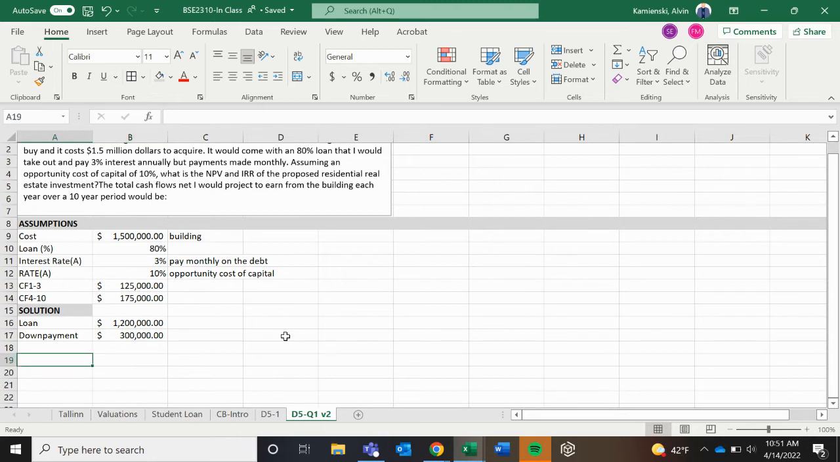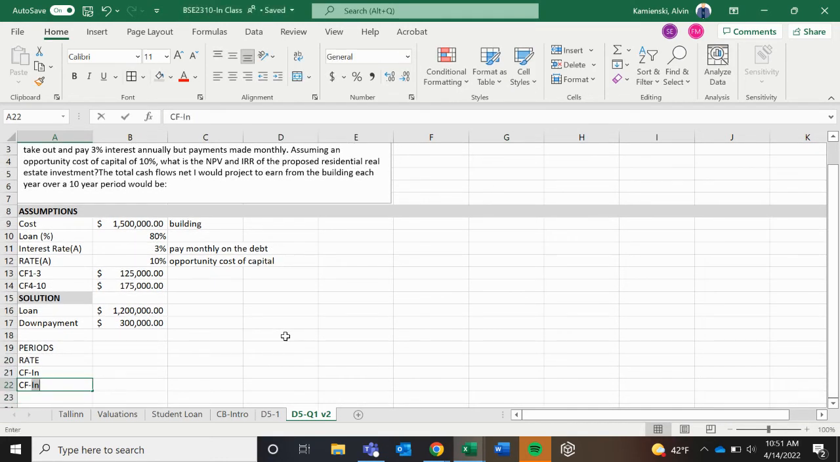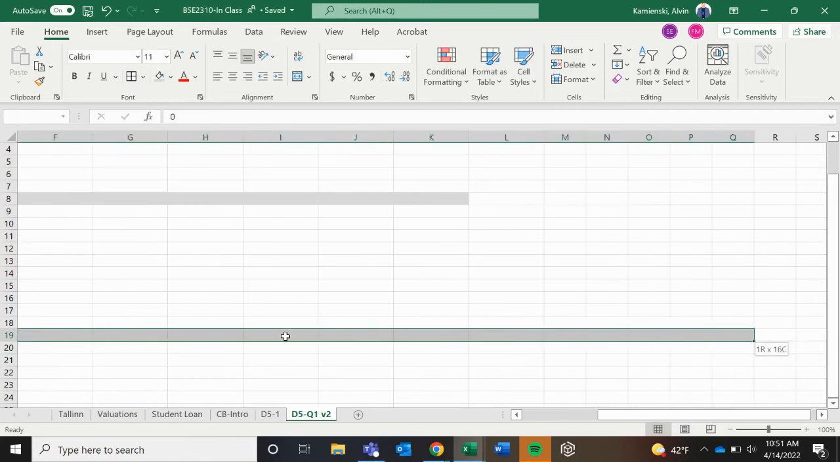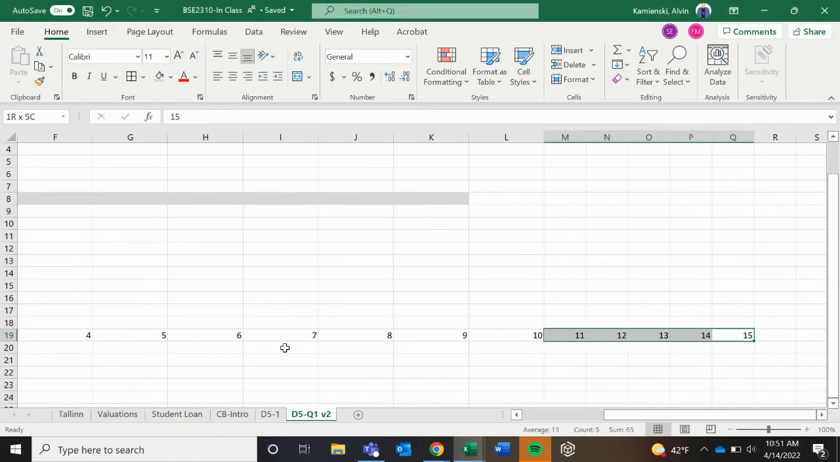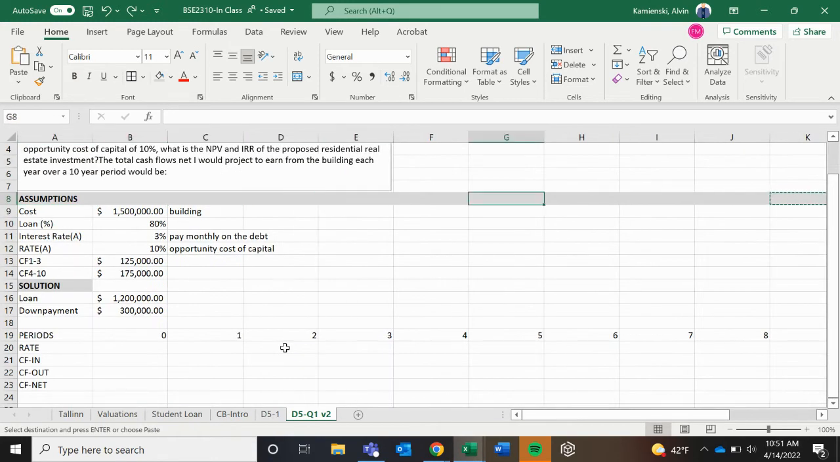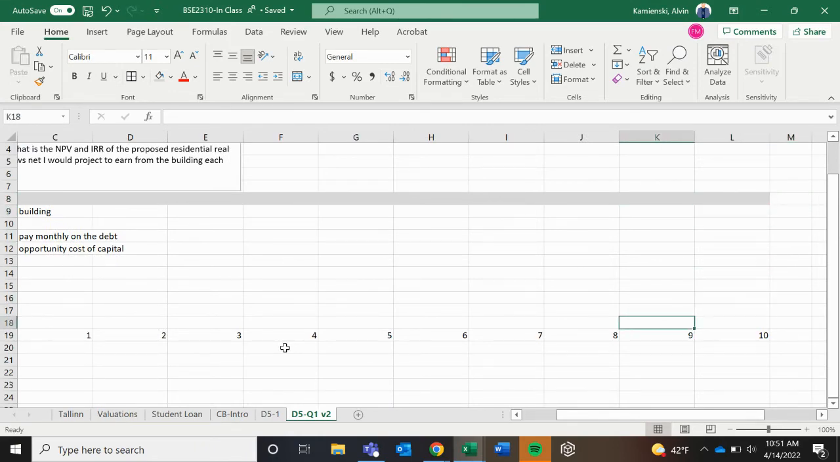That's going to then let us build up our net present value calculator down here. So periods and rate, cash flows that come in, cash flows that go out, and then cash flows that are net. And according to the problem, this is going to run for 10 periods. I went a little too far, but that's okay. Clean it up just a touch. All that just to get a little colored bar in there.